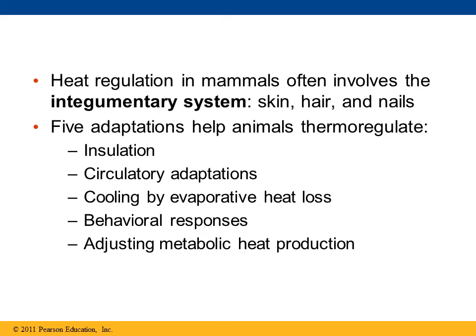So, heat regulation in mammals often involves the integumentary system, which is the system that includes the skin, the hairs, and the nails. There are 5 adaptations that help animals regulate their temperature. They are insulation, circulatory adaptations, cooling by evaporative heat loss, behavioral responses, and adjusting metabolic heat production. Let's briefly talk about each.